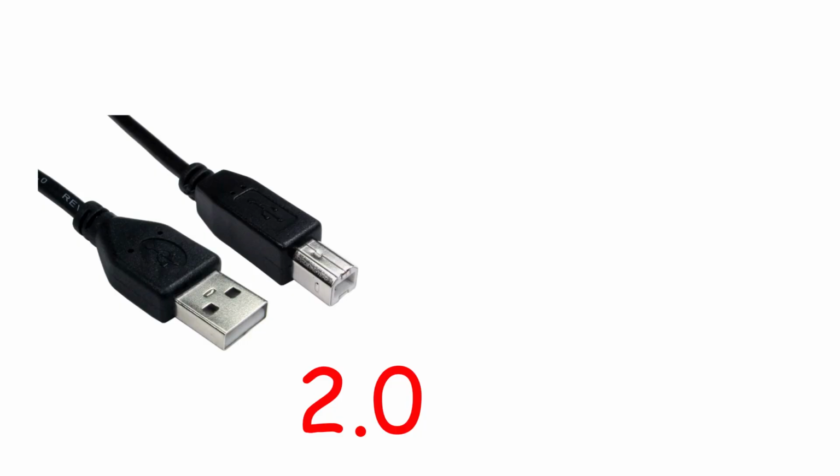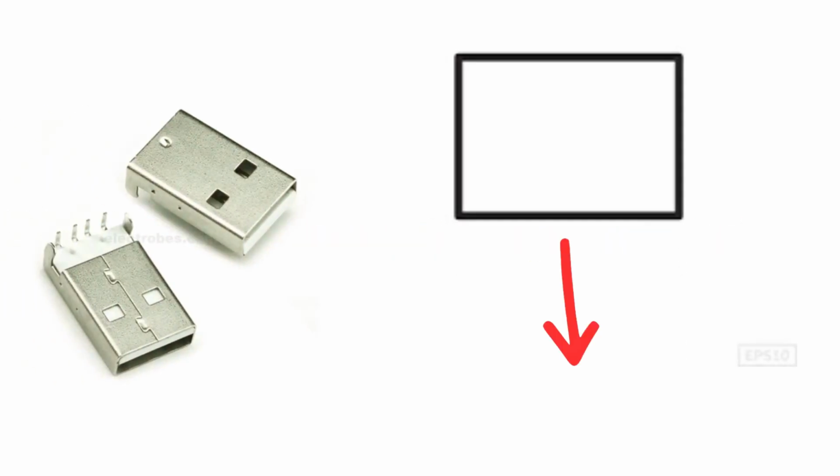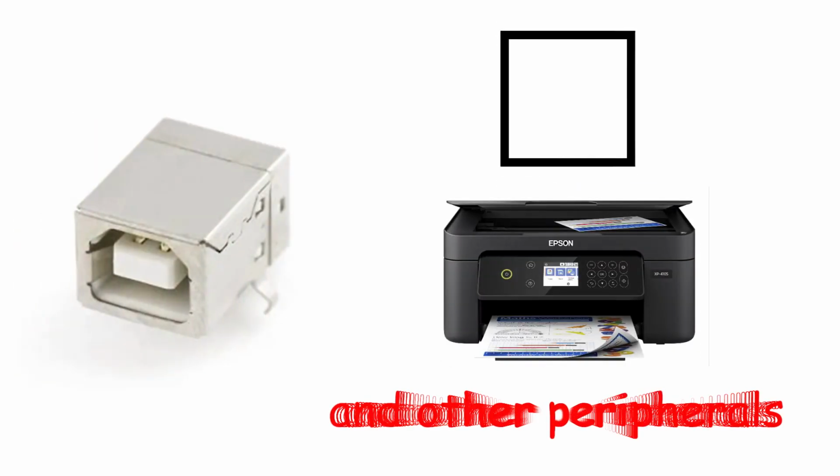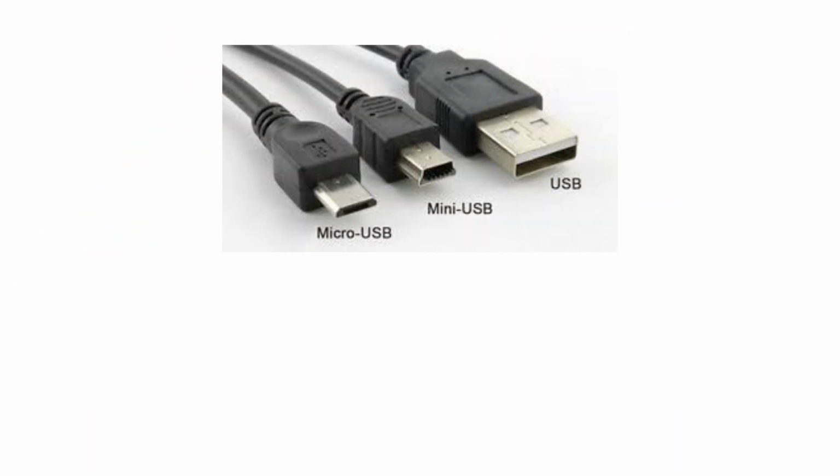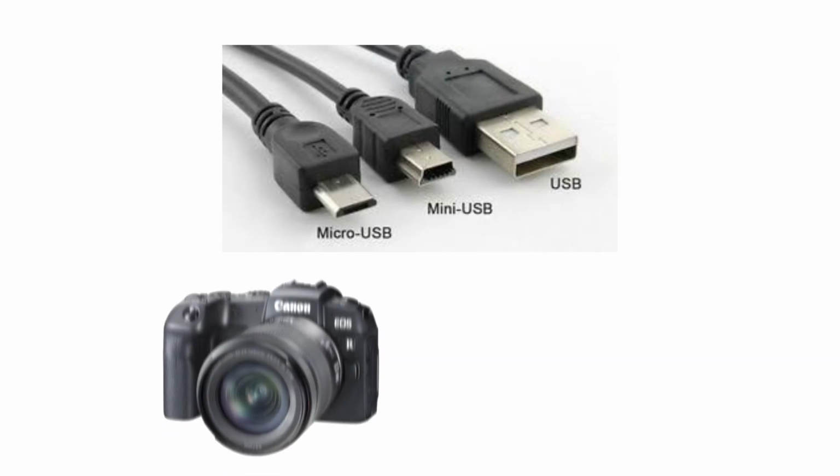USB 2.0 in 2000 increased speeds to 480 megabits per second, making external storage practical. The Type A connector with the rectangular shape became ubiquitous. Type B connectors with the square shape were used on printers and other peripherals. Mini USB and micro USB appeared on smaller devices like cameras and phones.